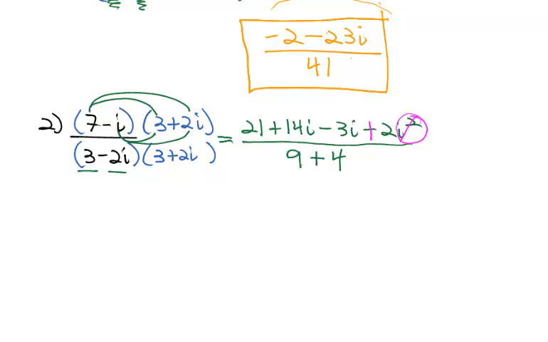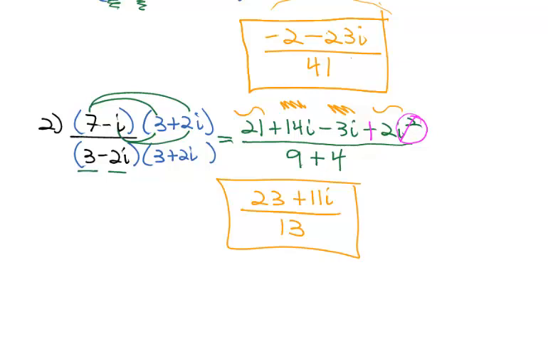And then we just have to combine like terms. 21 plus 2 is 23. 14i minus 3i is plus 11i. All over 9 plus 4 is 13. And we have our final solution.